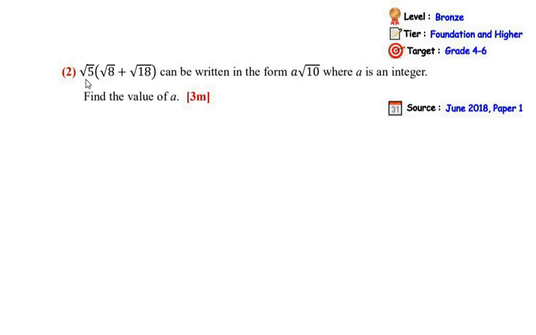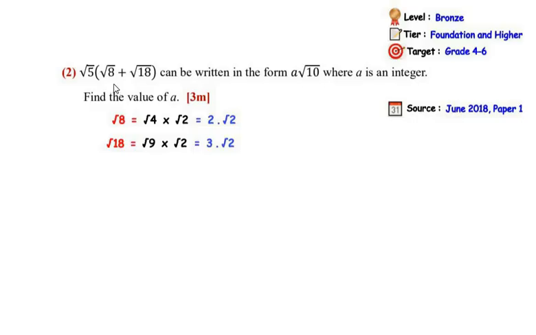Square root of 5 times (square root of 8 plus square root of 18) can be written in the form a times square root of 10, where a is an integer. Find the value of a. So let us focus on the square roots which are inside the bracket first.